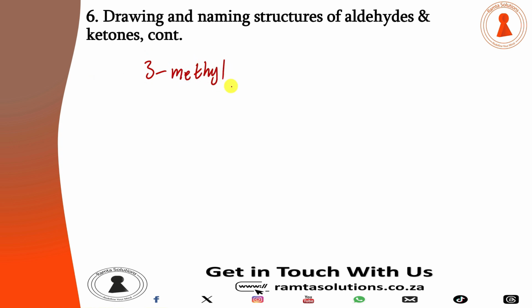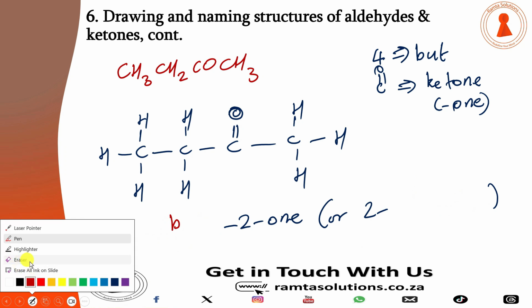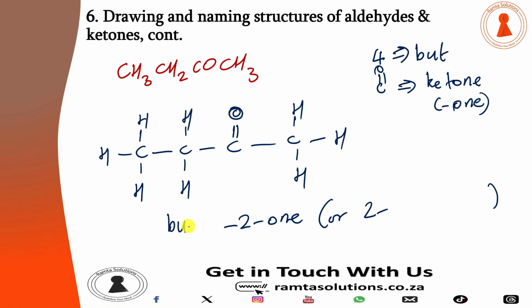3-methyl, 3-methyl butane 2, 1. Ooh, let me go back. This is not propanol, it's bute, guys. Oh, no, it's bute. So my bad, guys. It's bute. So butane. All right, it's butane. So it's 2-butanol. Sorry, I said 4 is bute, but I went with prop.